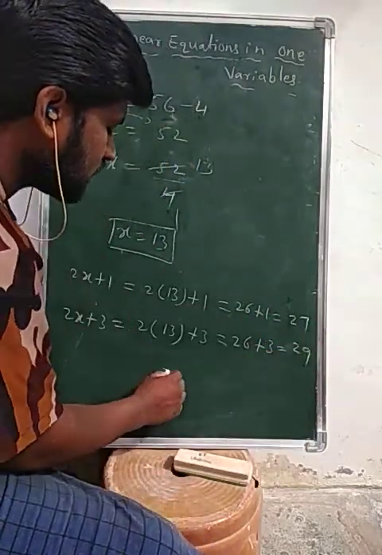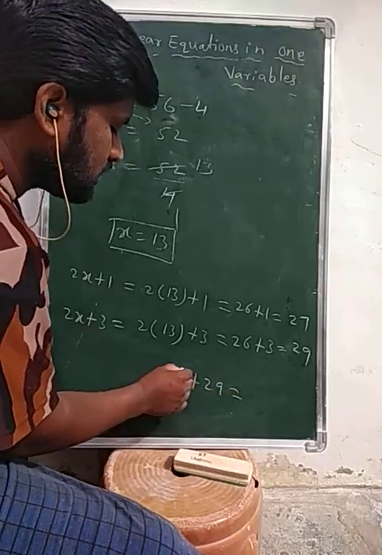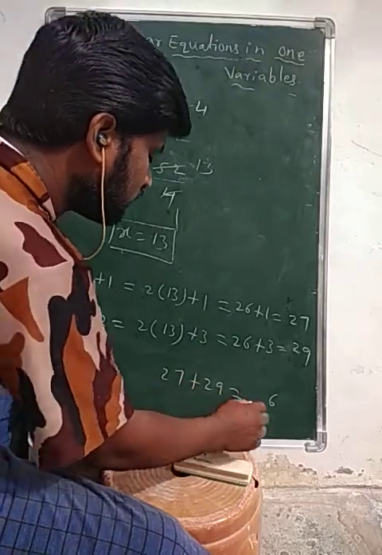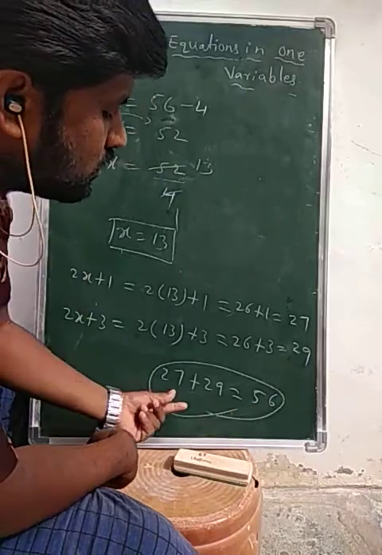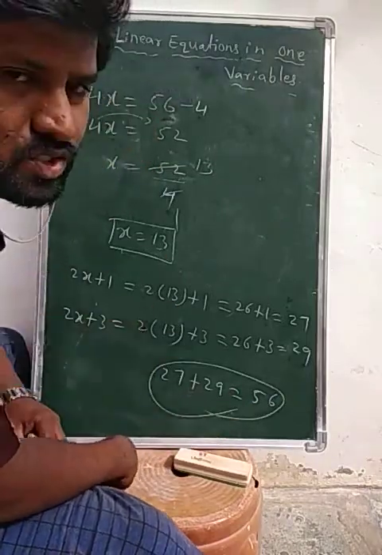Their sum: add these two. 27 plus 29: 7 plus 9 is 16, 2 plus 2 is 4, plus 1 is 5. And the sum of the two consecutive numbers is 56. So this is the required answer for this question.